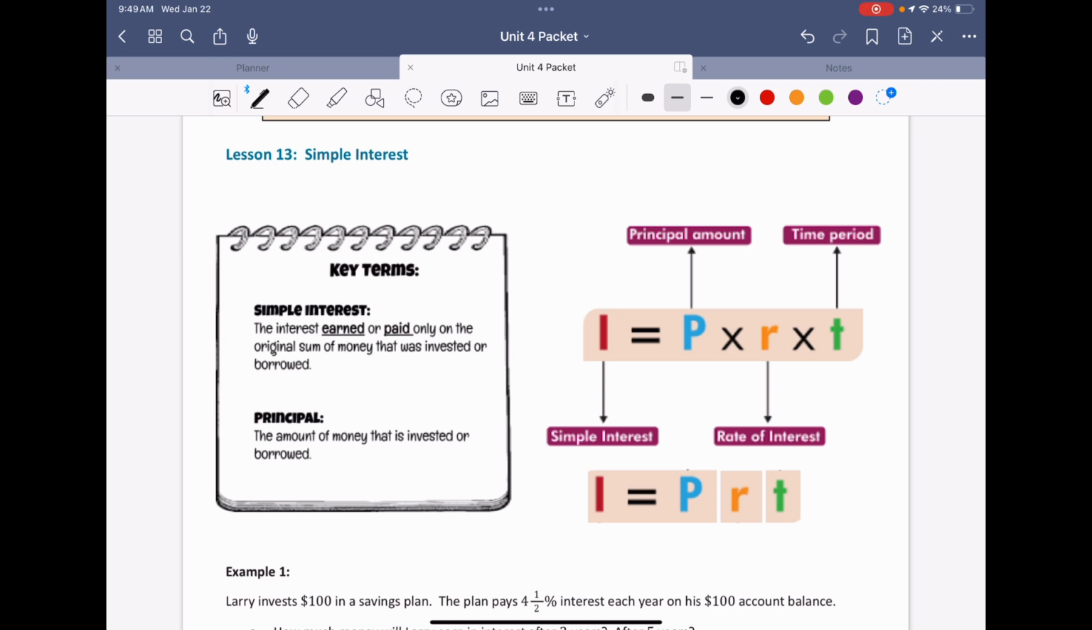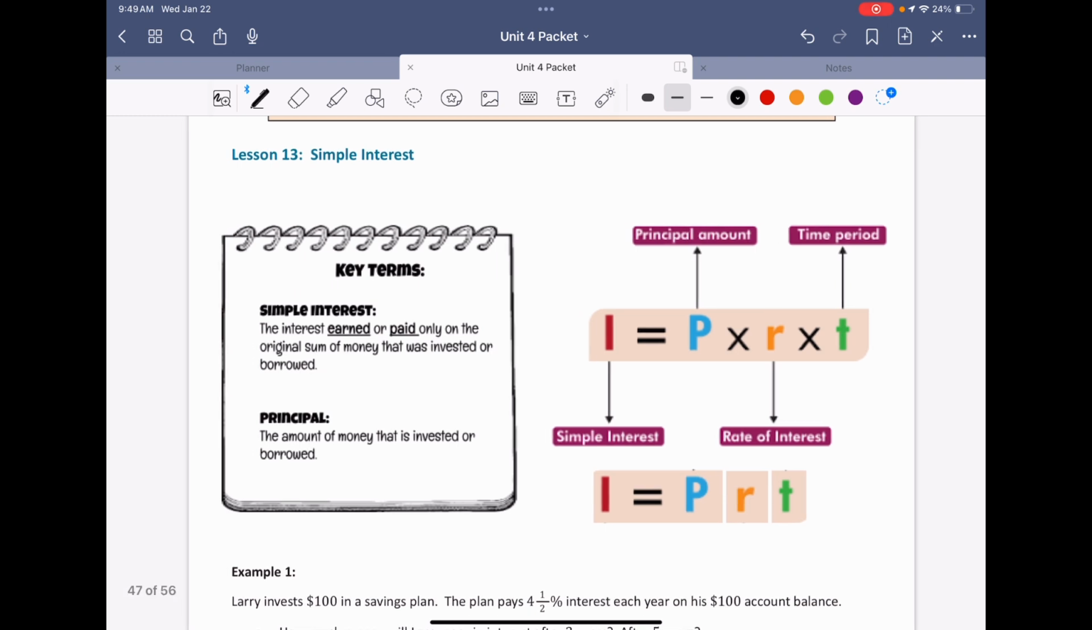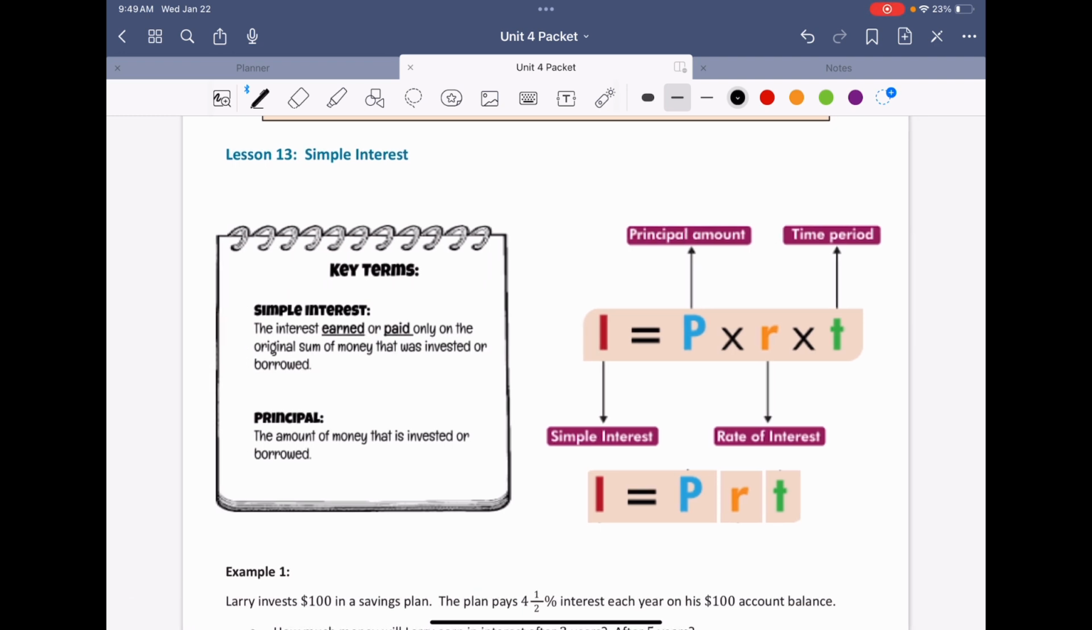It says simple interest is an interest earned or paid on the original sum of money that was invested or borrowed. And principal is the amount of money invested or borrowed. A lot of times, for examples like this, if you buy a house or a car, you are usually taking out some kind of loan from a bank. That loan, that money or principal that you borrow, is going to gain interest. The bank is going to charge you extra money for borrowing their money. That's what interest is. You can also earn interest by keeping your money in a special account so that it earns more money over time. So those are the couple things that we're going to look at.